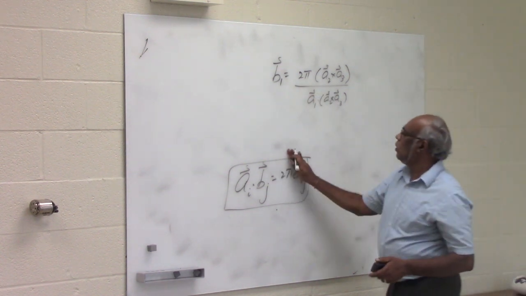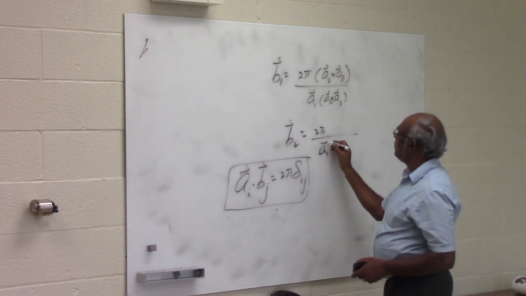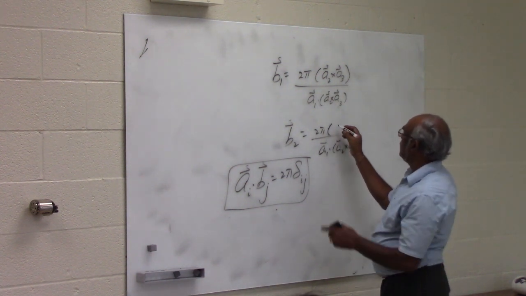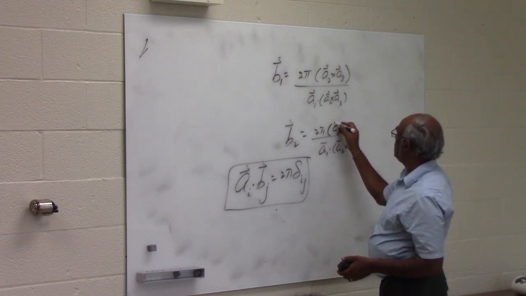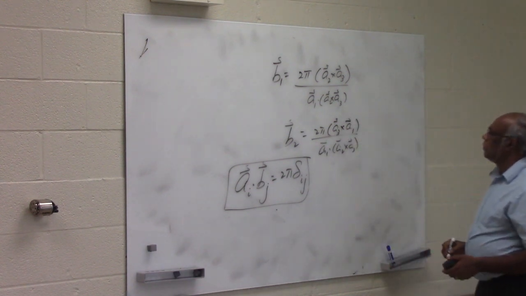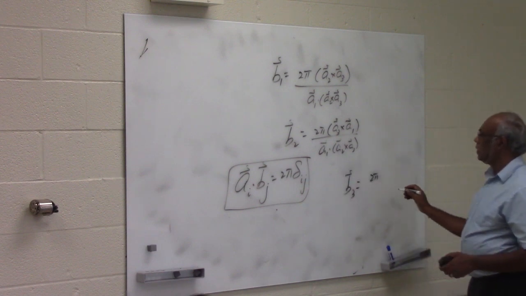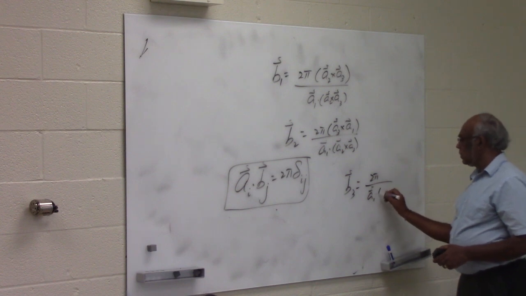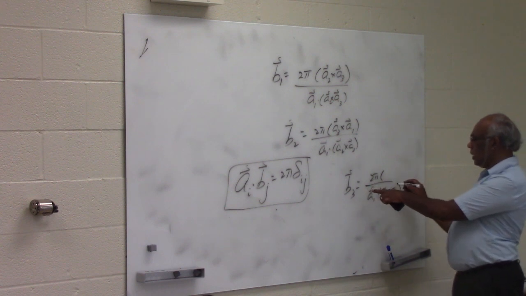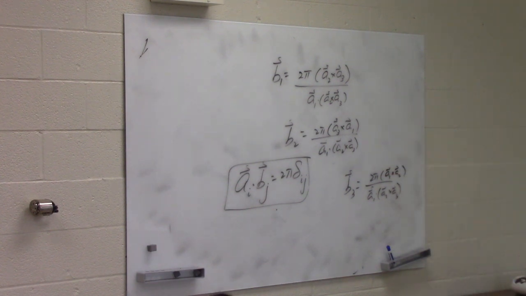So that means you can also write B2 as 2 pi, with the same thing in the bottom, A2 plus A3. So then for B2 you have A3 and A1, right? Because it's cyclic. Then B3 you can write as the same thing, 2 pi times A1 and A2, with A1 plus A2 in the bottom. You can see how it goes in a cyclic way.